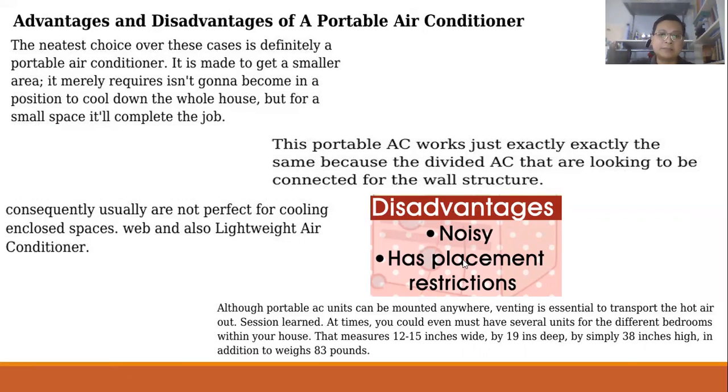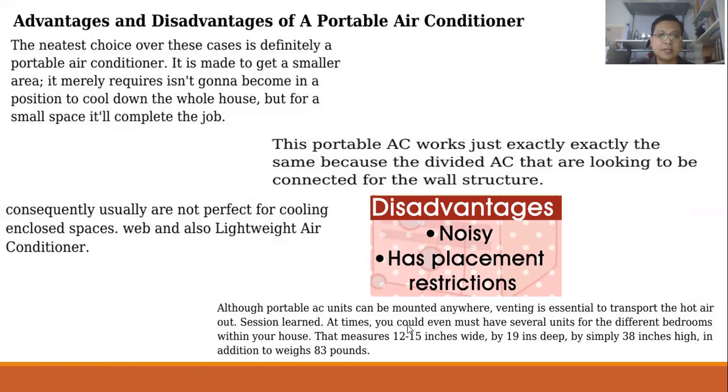When you go to disadvantages, maybe it is noisy and has placement restrictions. So maybe we only use it in a certain size of room, with a certain room design and structure, because we need to reject the hot air to the outside. But if we don't have ventilation to reject the hot air, maybe we can use the portable air conditioner, right? Although a portable aircon unit can be mounted anywhere, venting is essential to transport the hot air out.